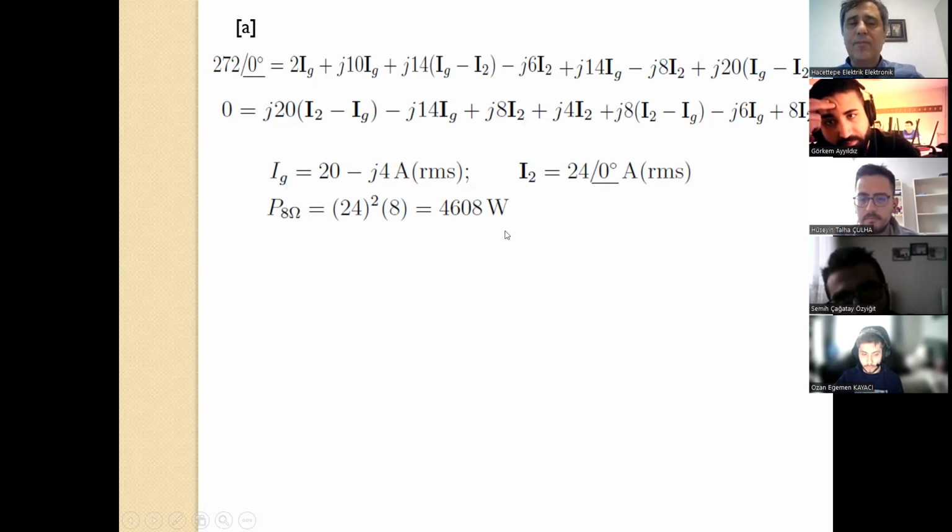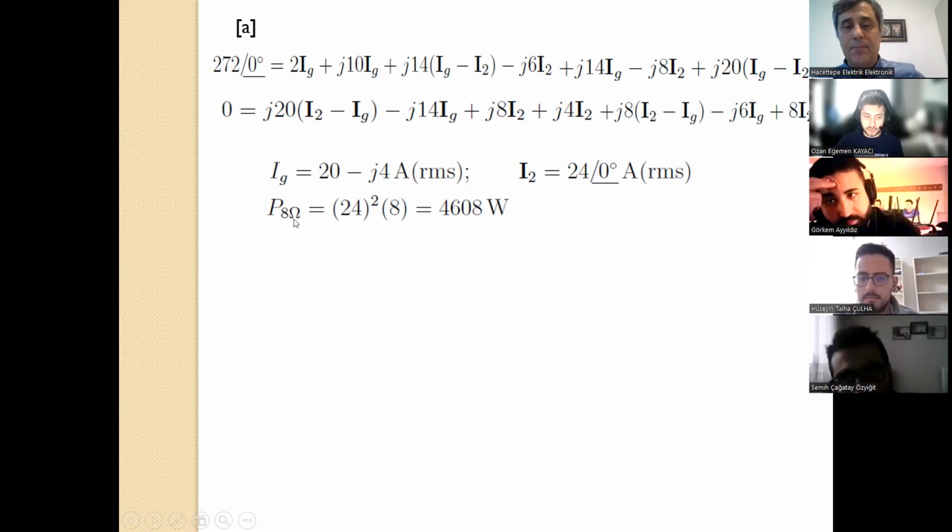Anyway. So the coupled connections are ideal, right? Sorry? The coupled connections are ideal, right? Yes, yes, yes, yes. Yes. No, not ideal.